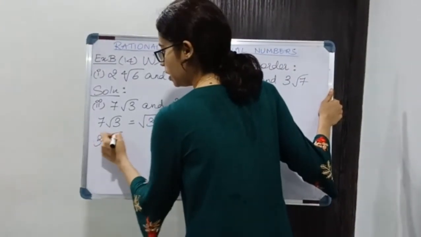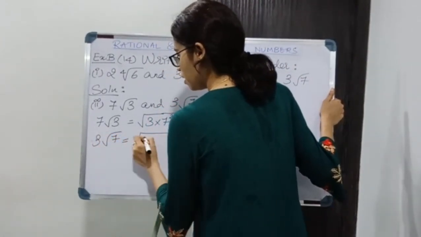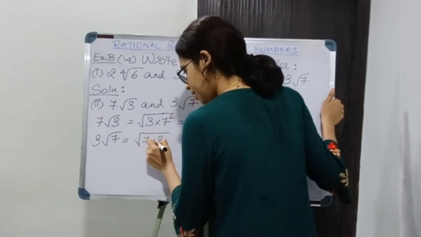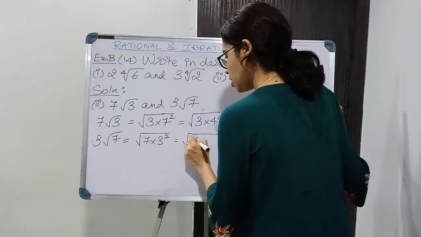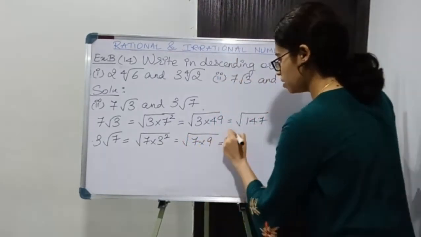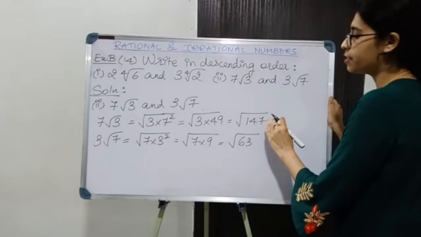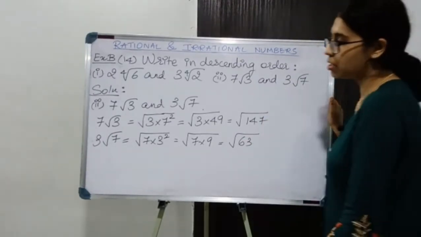Next number is 3 root of 7. I'll shift 3 inside the root. Power is going to change. So 7 into 9 gives 63. Obviously this one is the bigger number and this one is the smaller number.